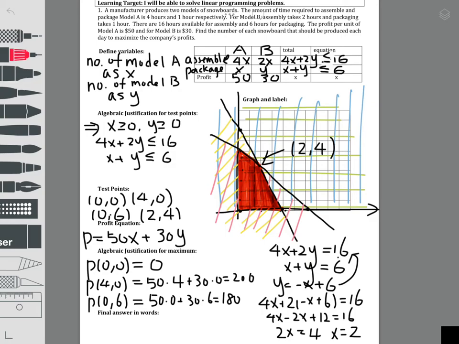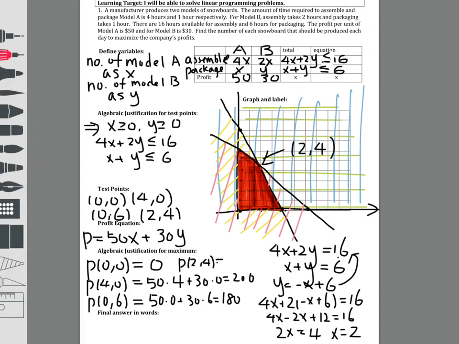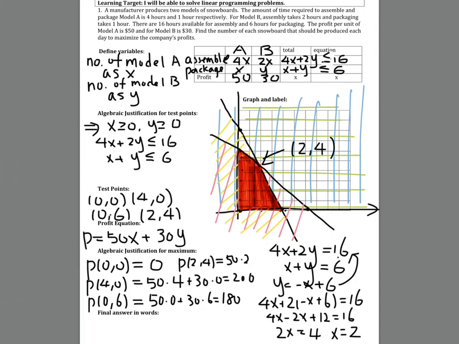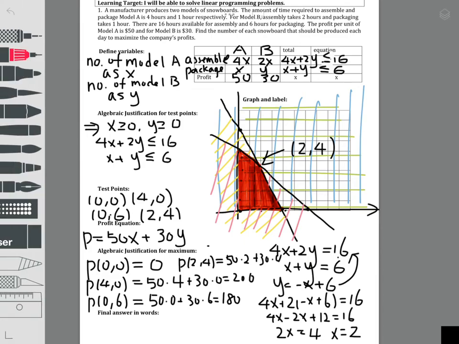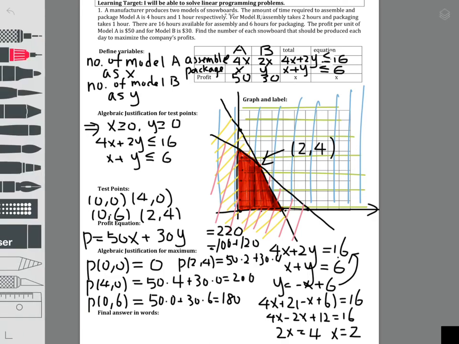And then the very last one, we have P of 2, 4. So that's 50 times 2 plus 30 times 4, which is 100 plus 120. And that is 220. So that's the most of them all.